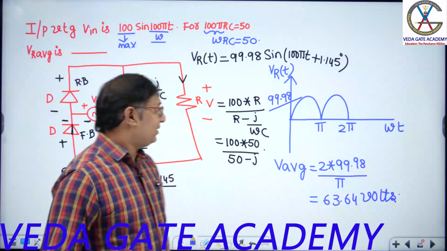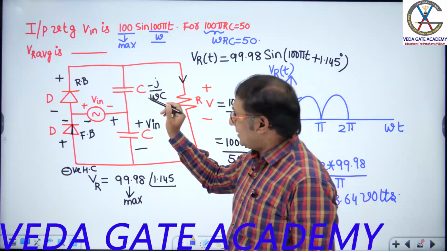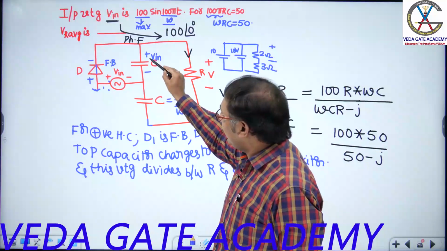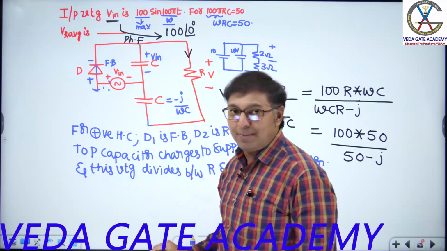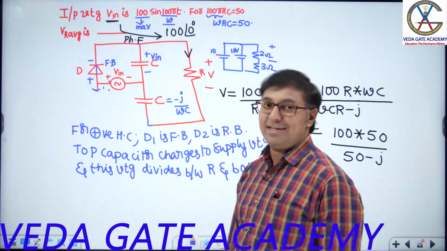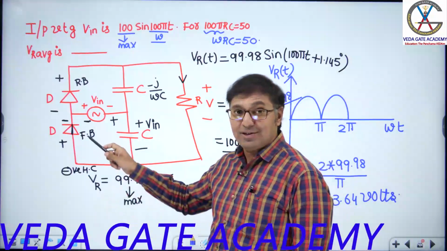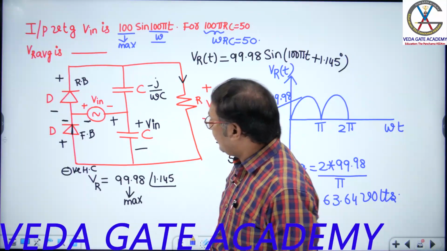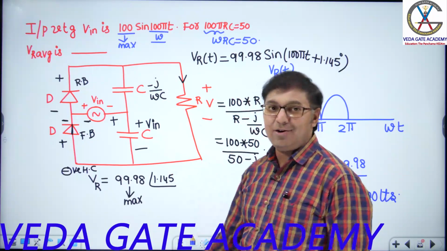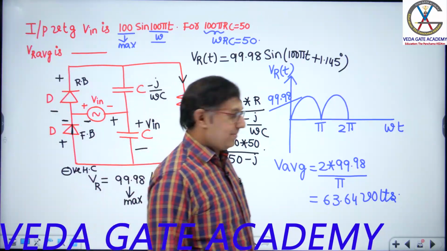So what is the important point in this question? First, in the positive half cycle, this capacitor will charge to the supply voltage. This capacitor will act like a source for the series RC circuit. Yes or no? Next, in the second case, this capacitor gets charged to the supply voltage, and now acts like a source for this series RC combination. Got the point? Next question.